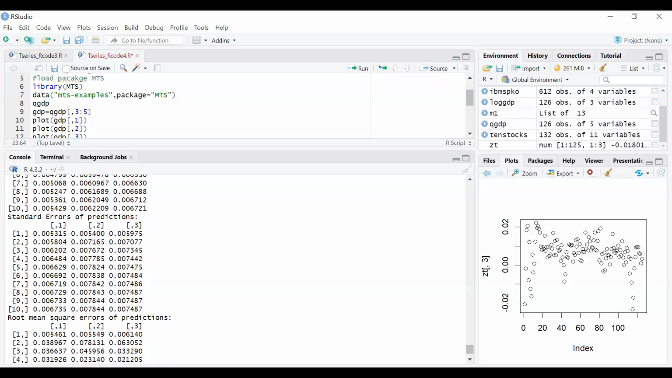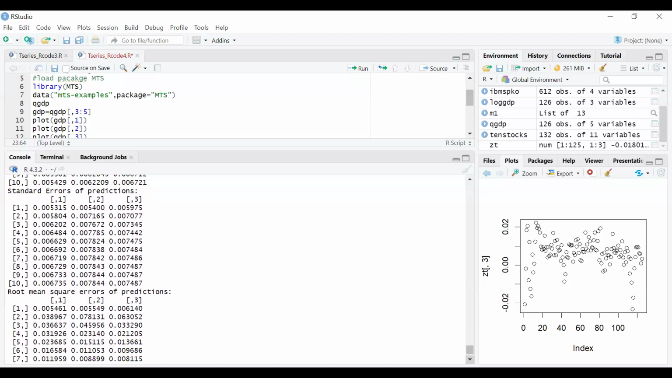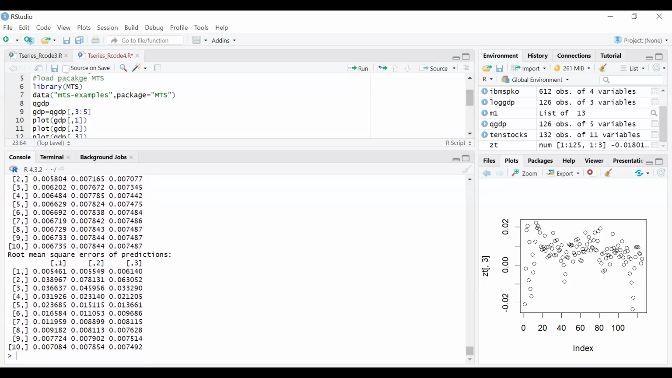Unfortunately, for this particular package, for this particular function, they don't give you the prediction interval, but rather they give us only the standard error of prediction. So that will give us an idea about how good the prediction is. And it also gives us the root mean square error of prediction. So both the standard error of prediction and the root mean square error of prediction give us an idea about how good the prediction is.